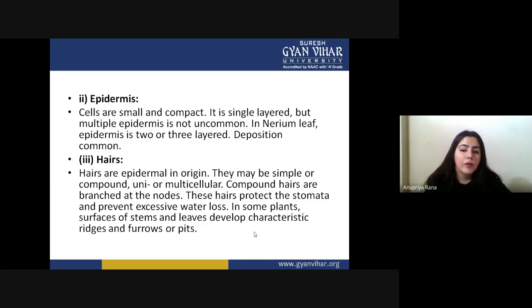They protect the stomata and prevent excessive water loss. So what is the function of hair? They are present on the stomata. There is a stomatal opening and the hairs are present over it. When hair is present on the stomatal opening, transpiration is reduced, and in that case these hairs can prevent excessive water loss.